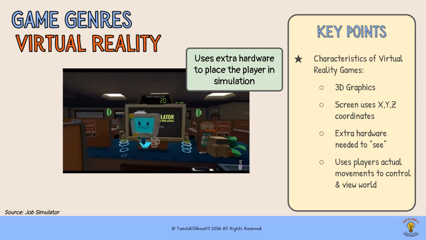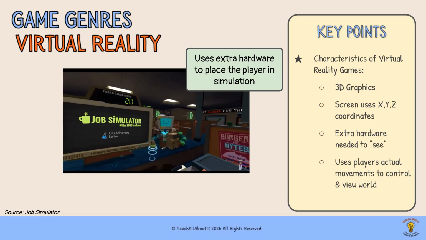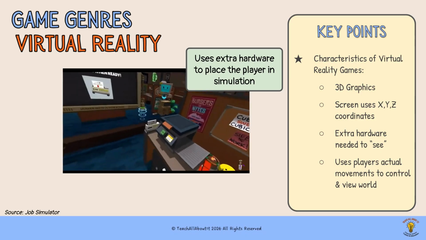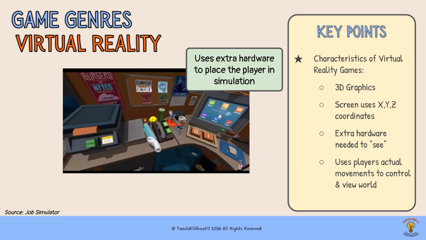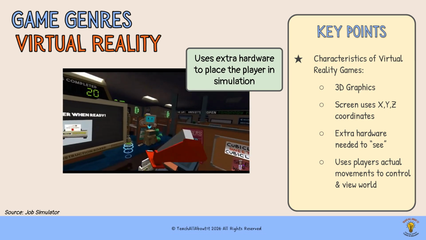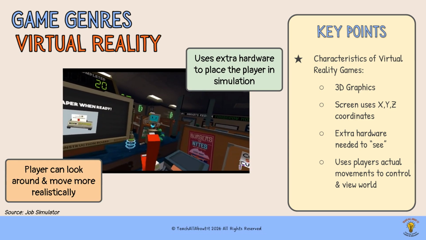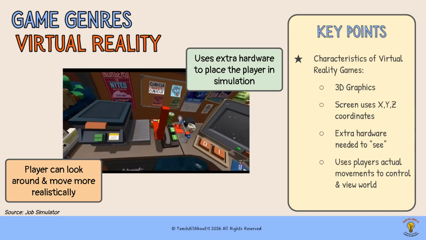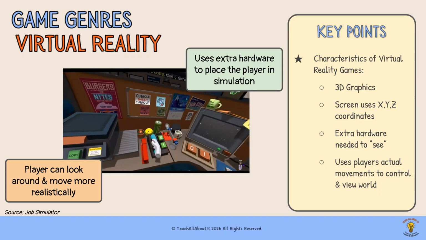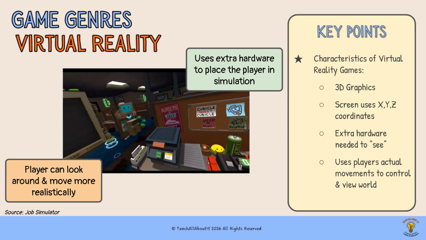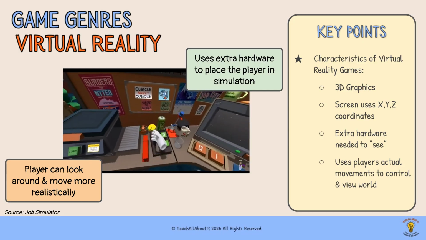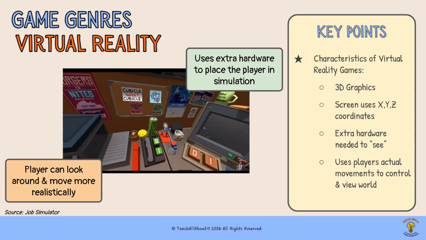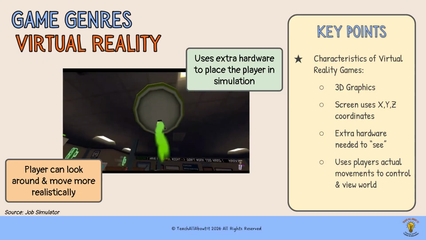The screen itself is also going to use X, Y, and Z coordinates because we're in a 3D environment. And also our player is going to be moving around what feels reasonably realistically, although we appear to be firing staples at people, so maybe not that realistic. So in this case, we are moving our hands around, we're moving our head every time that screen moves. That is because the player is using their headset to move around the screen.